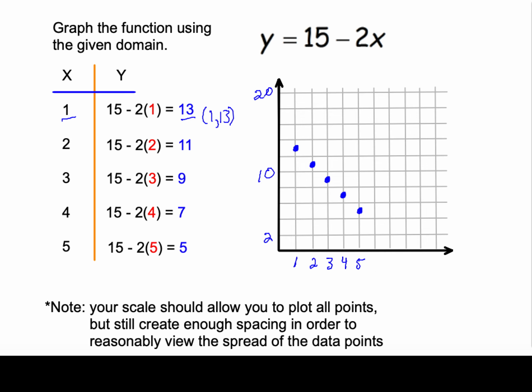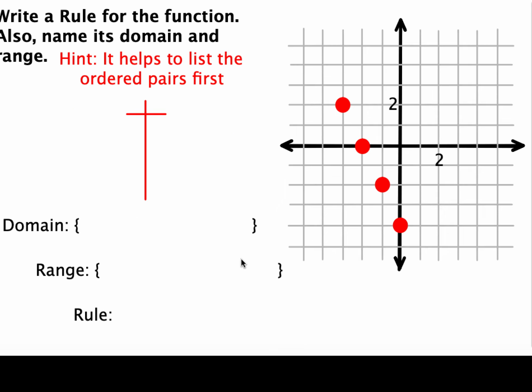Now, one last thing that we can do with functions is, what if we're given the graph, could we go backwards? The first thing I would recommend if we're going backwards and finding its domain and range and finding its rule is go ahead and write the points down. I'm going to start off by saying I've got x and y, I've got x and y, and I'm going to find these points.